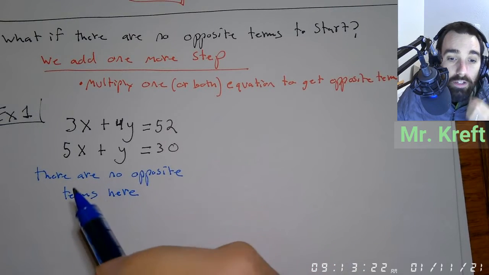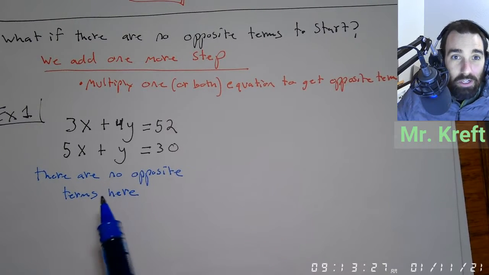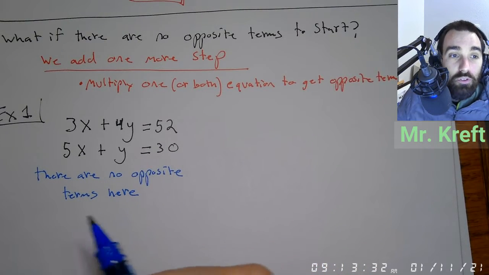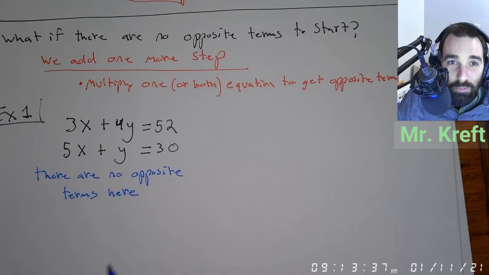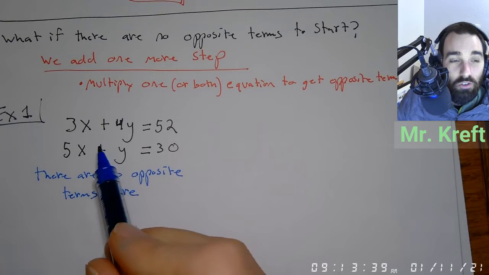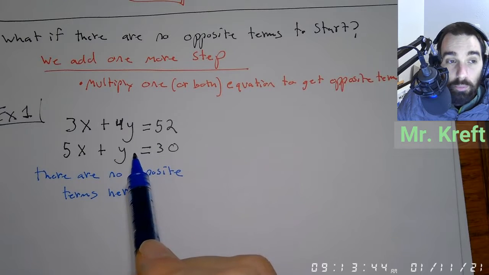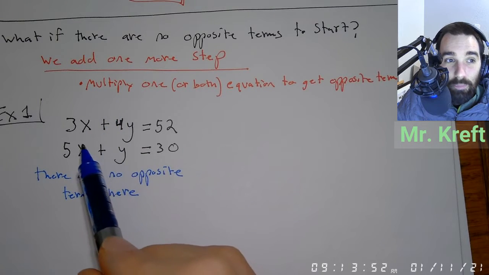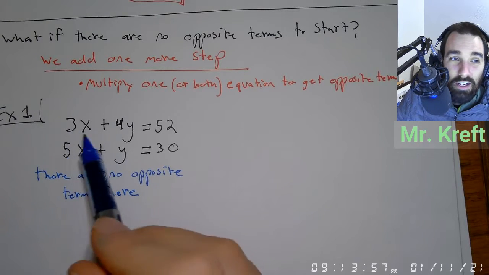Okay, so what we want to do is make it so that these have one pair of opposite terms, so that we can just add the equations. To do this, what I like to do is the least amount of work possible, and I know you guys do too. So when I look at this, I want to be able to multiply one or both of these equations by a number to get us the opposite. So I'm looking for things that could be easily made opposite. Now 3 and 5, they're not multiples of each other. This one is not going to be good.